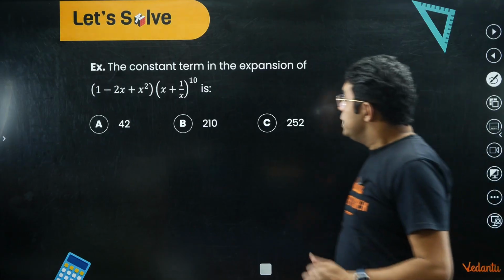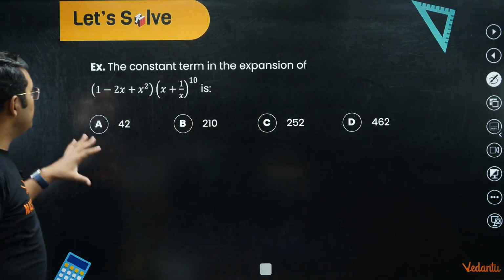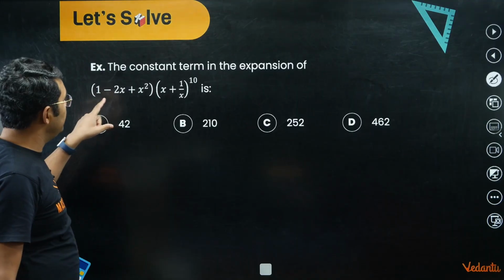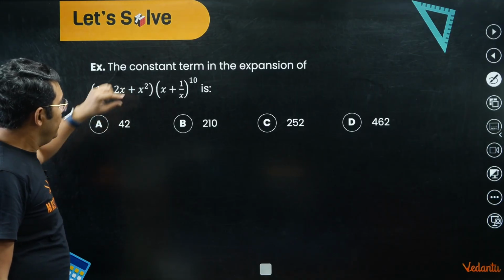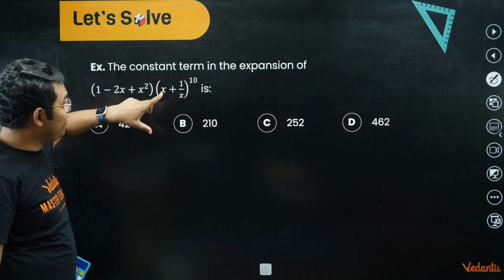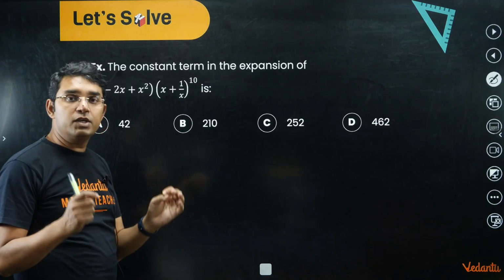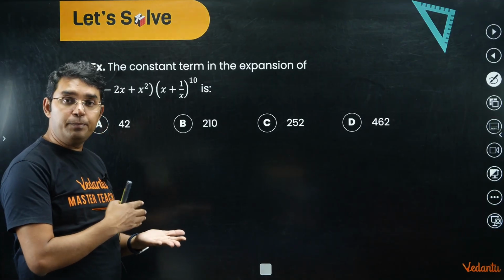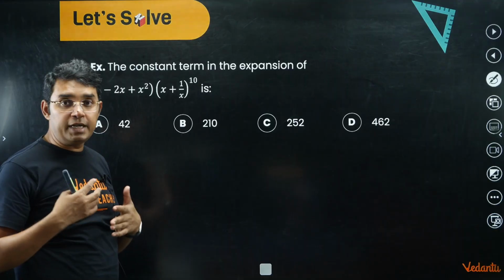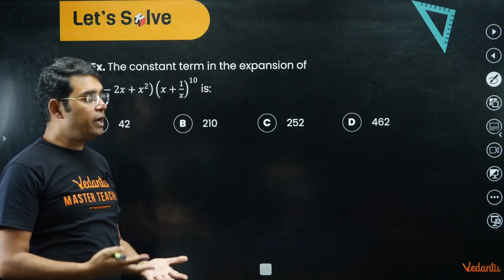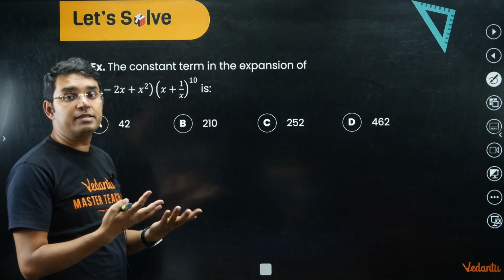Okay, now this question, the constant term in the expansion of. Now dear students, in this case, when we are looking for the constant term, because there is a 1 upon x term, if it was not a 1 upon x term, then I would definitely have gone with writing x is equal to 0. If you are given some polynomial and you're looking for its constant term, it is always what you get when you put x is equal to 0.